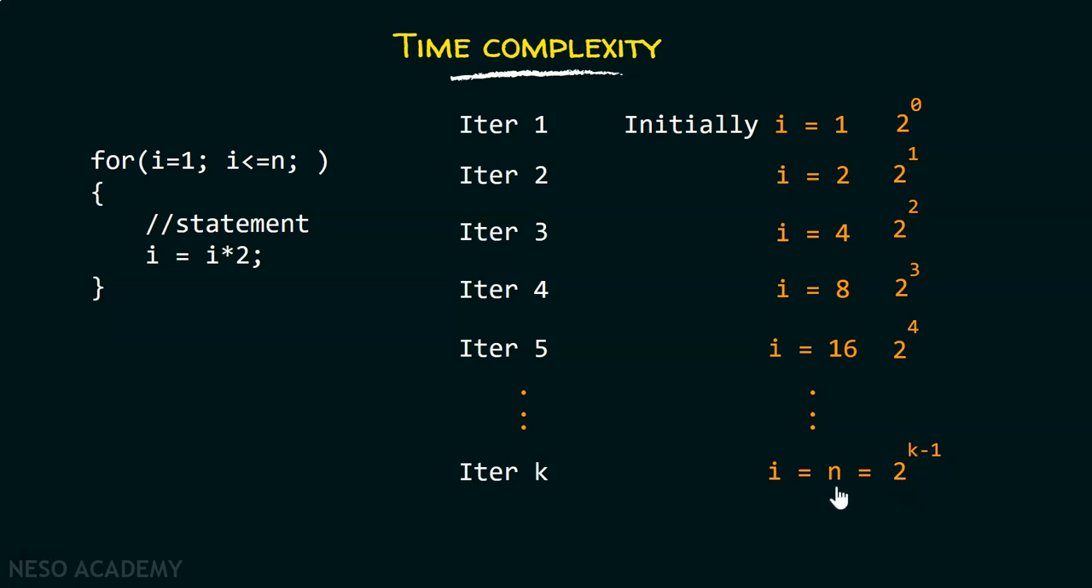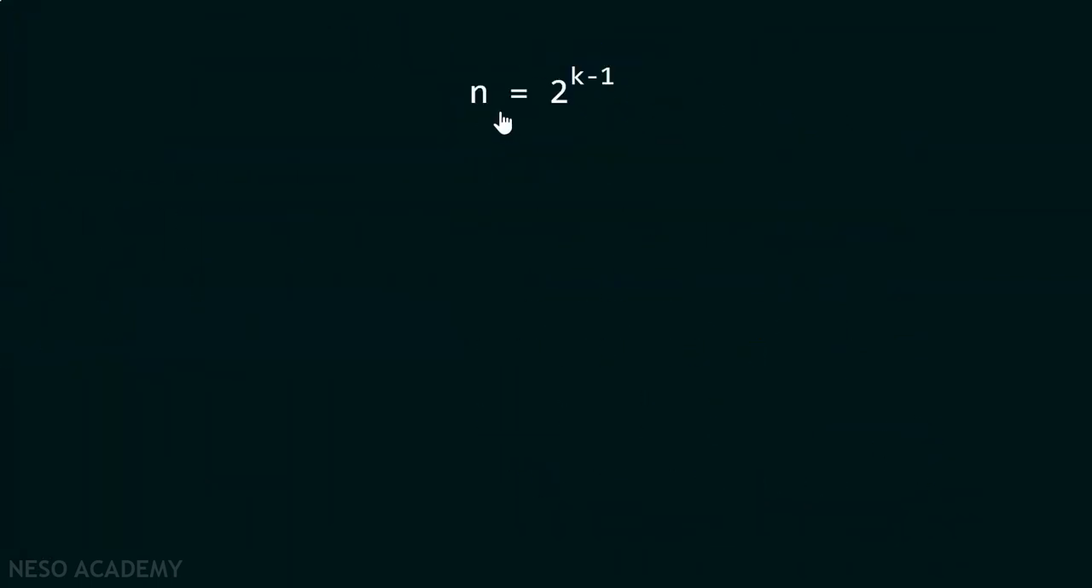And this is equal to n, because the last value over here is n. When I is equal to n, this is what we are getting. This is 2 to the power k minus 1. This is the last iteration. So we know that n is equals to 2 to the power k minus 1 at the end. Now we need to calculate how many iterations are there. How many times the statement under for loop has been evaluated.